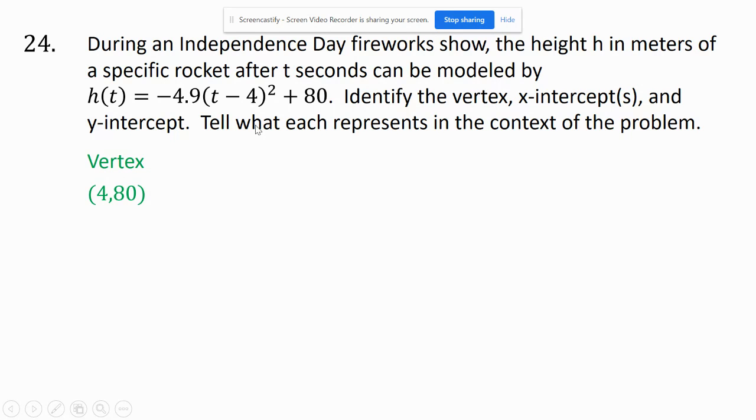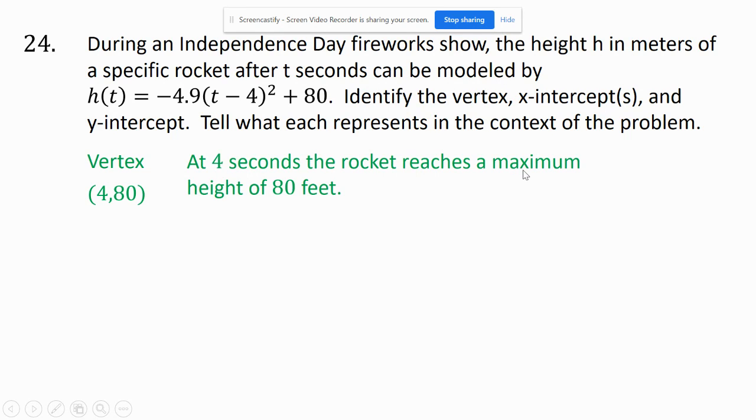Think about your (h, k). I know the vertex is the opposite of negative 4, so it's at (4, 80), which means after 4 seconds, the rocket reaches a maximum height of 80 feet. That's all the higher the rocket's going to go, 80 feet. That's what it tells me.